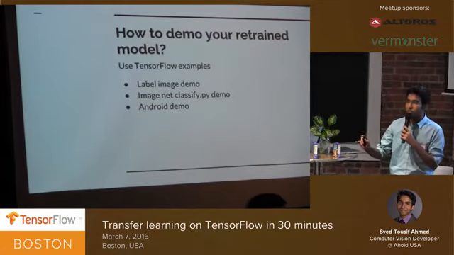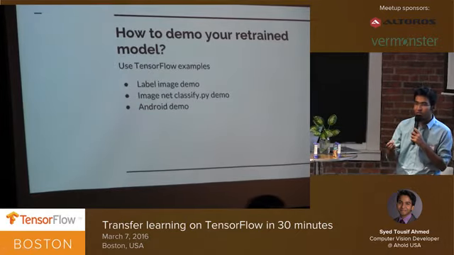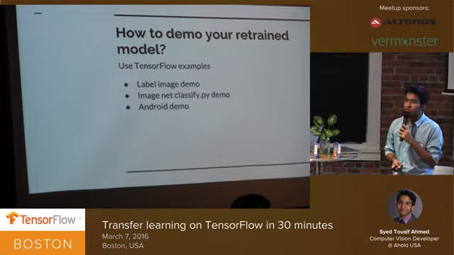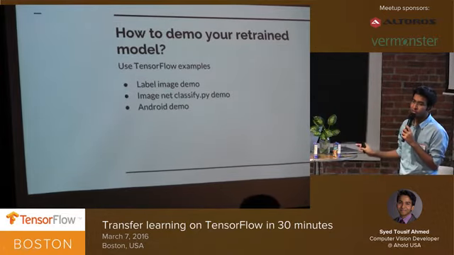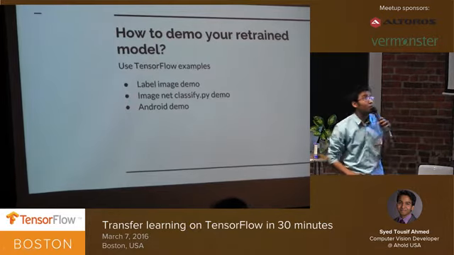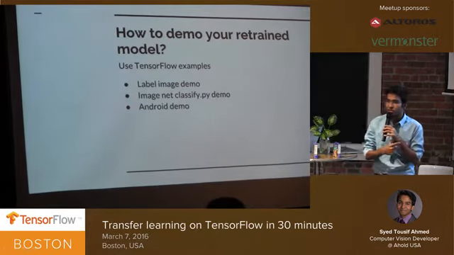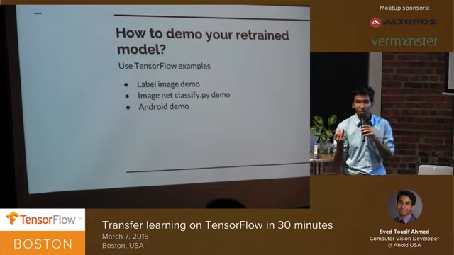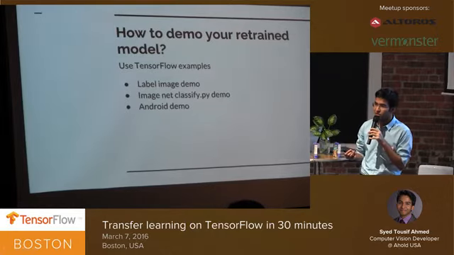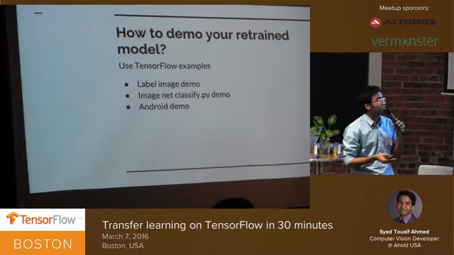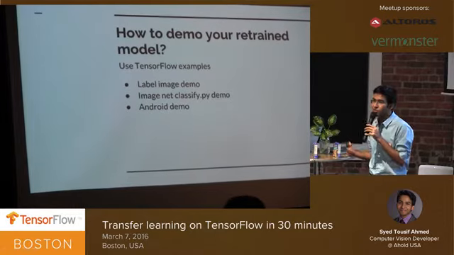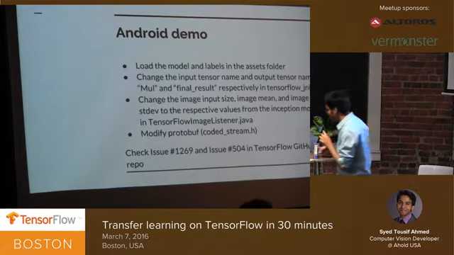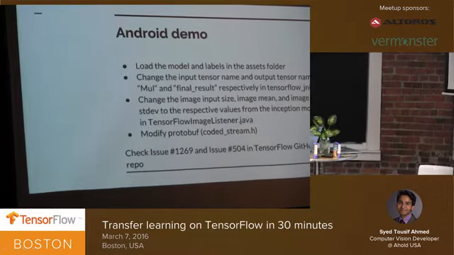Once you have retrained your model, you have got a model and you have got your labels, how do you see that your model works? Today I'm going to give you a small demo in the Android app, but there are a lot of other examples in the repo. There's one called label image, which is written in C++, and ImageNet classify, which is written in Python, and there's the Android demo, which I'm going to show today. So let's get to it.